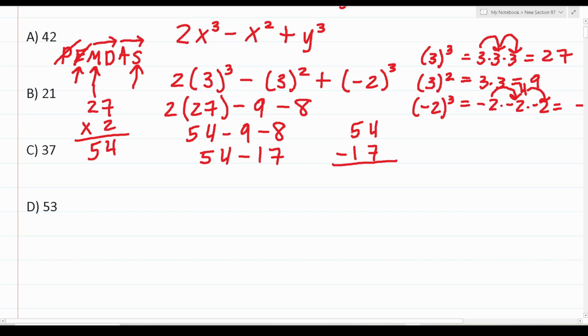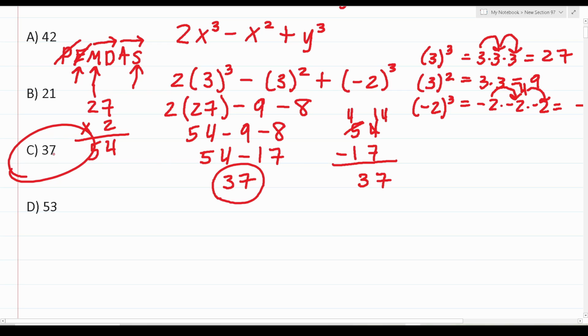4 minus 7 we can't do, so we're going to have to borrow. This is going to become 4. This will become 14. 14 minus 7 is 7. 4 minus 1 is 3. 54 minus 17 is 37. So the answer to this one is C, 37.